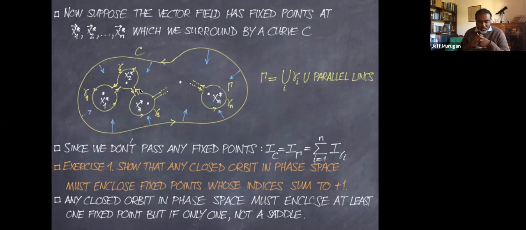The first exercise is using the information we've just talked about. I'd like you to show that any closed orbit in phase space, so this is phase space, meaning the space of x and x dots, any closed orbit in phase space, and if you're not familiar with the terminology, Google it, must enclose fixed points whose indices sum to +1. Okay? I want you to show that.